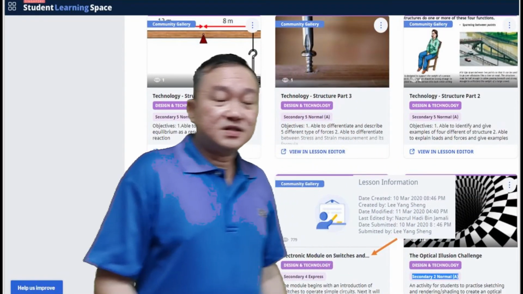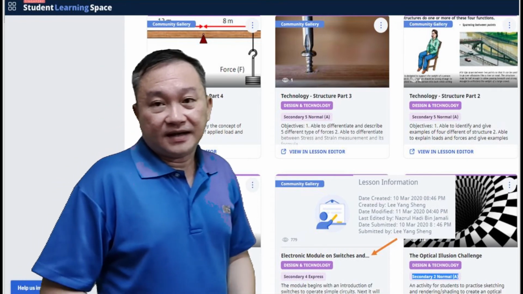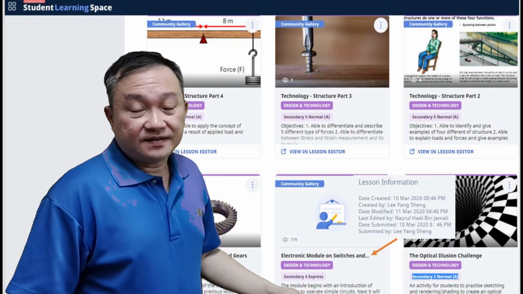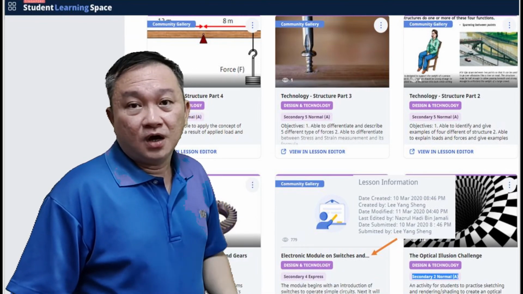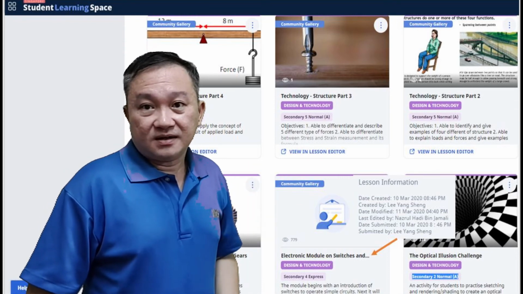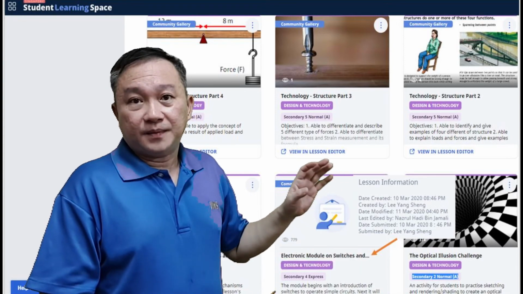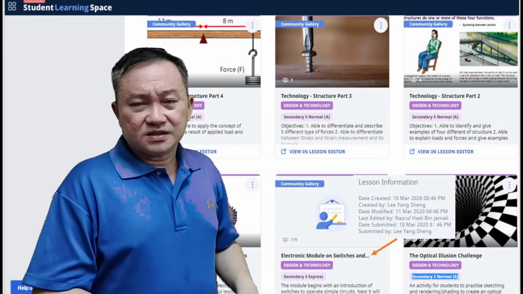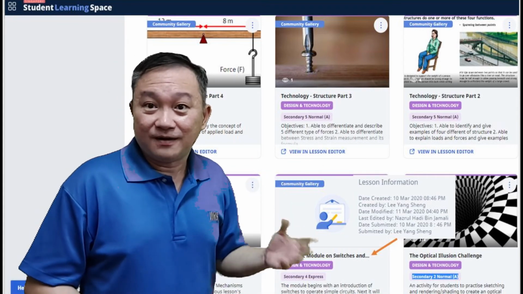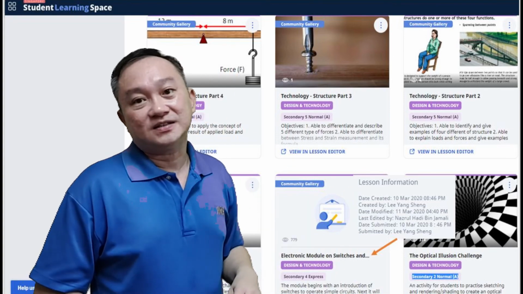Now, of course, this last bit here by Mr. Li Yang Sheng, another great teacher in our D&T fraternity, he created this electronics module on switches and sensing circuits again. So this is a booster SLS lesson. This lesson is quite detailed, I would say. It focuses on quite a lot of different types of switches. In case you are wondering how come I didn't talk about input device switches, I talked straight about input sensing devices such as the LDR.